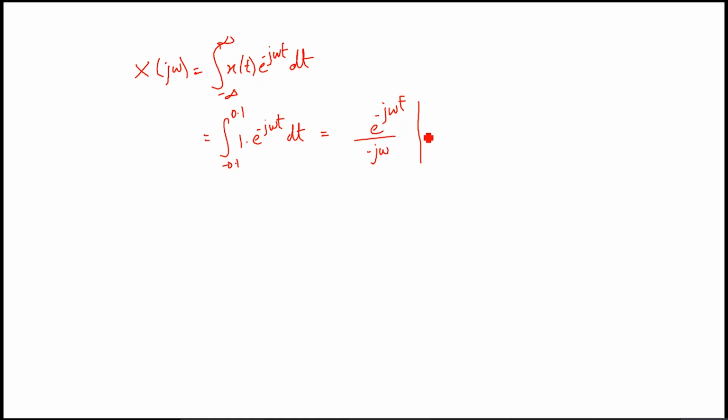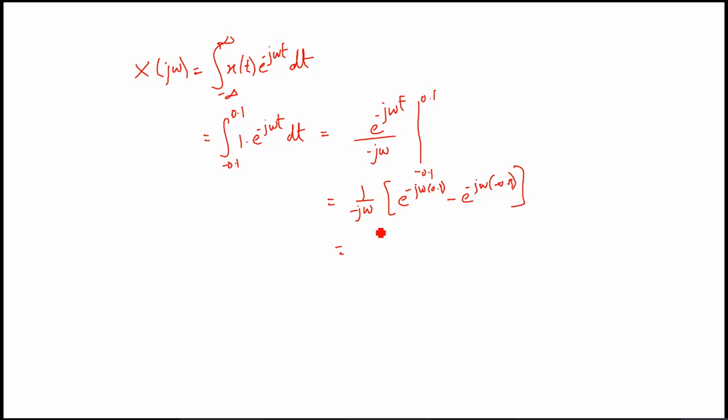Please speak louder, I'm not able to hear you guys. Yes, sir, minus j omega. Okay, from minus 0.1 to 0.1. And this will come out to be, we can take 1 over minus j omega outside, and inside you'll be left with e raised to the power of minus j omega into 0.1 minus e raised to the power of minus j omega into minus 0.1.